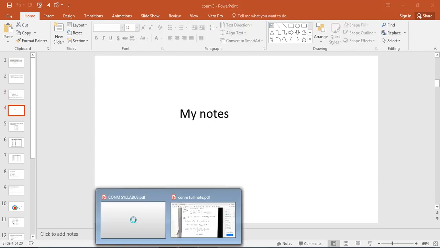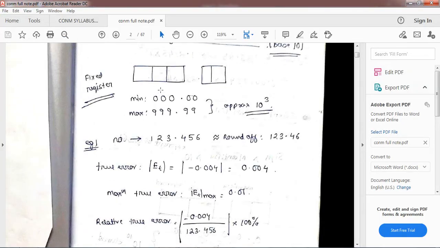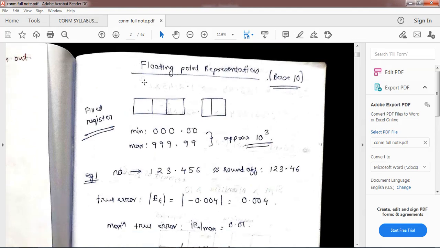Okay, let's move on to my notes. Remember, in floating point representations, I have told you that we have fixed registers. In a computer, information is stored in zeros and ones. Every bit stores either 1 or 0, and it will have a limitation. Suppose I have a 5-bit system. In that case, it can store from 00000 to 99999 at maximum. That many values it can store, isn't it?